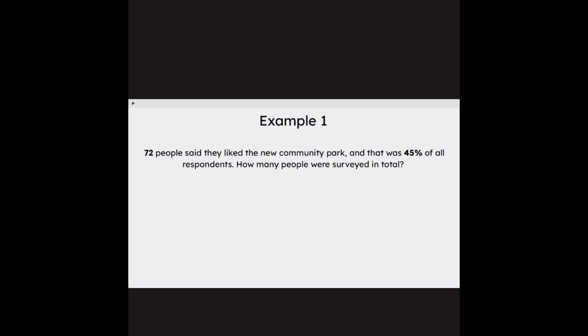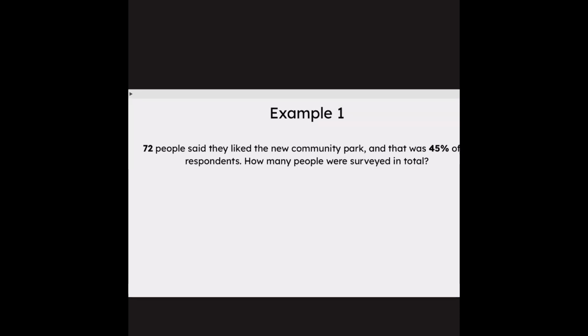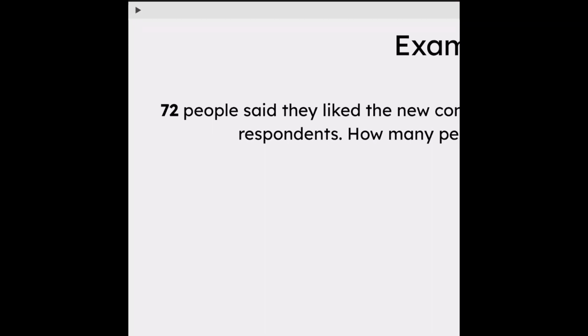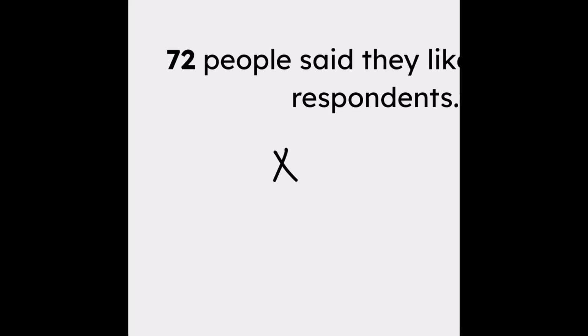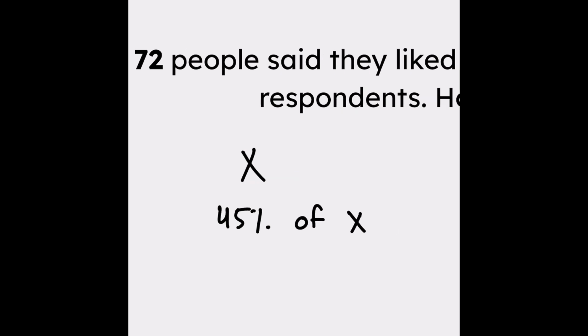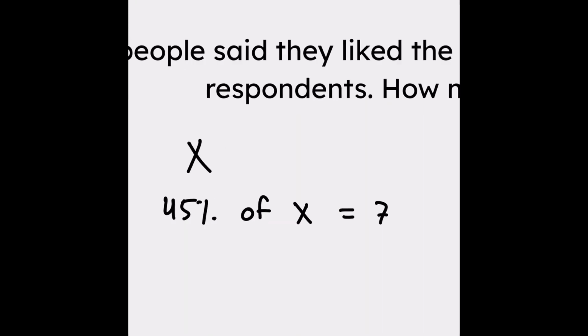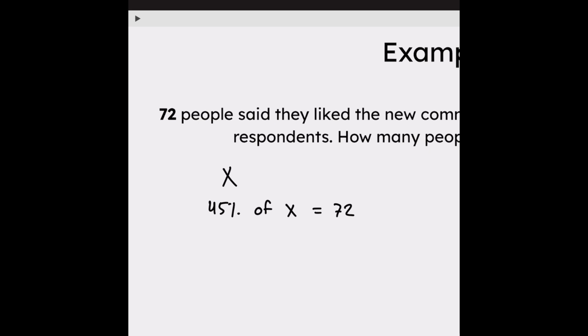For example, there was a survey about a new community park. 72 people said that they liked the new community park, and that was 45% of all respondents. How many people were surveyed in total? So we know that they surveyed some amount of people. Let's call it X amount of people. And 45% of X is equal to 72 people. So we want to find the whole.